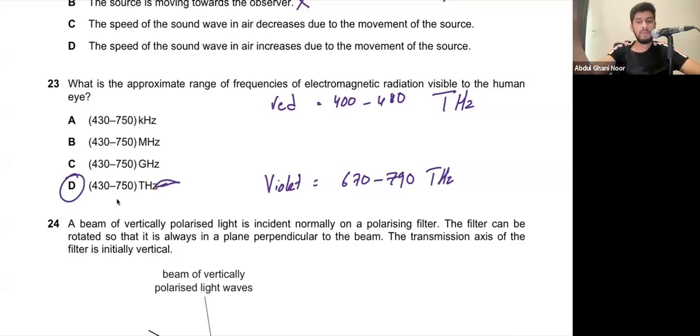Okay, either you remember the wavelength, and then use the speed of light to calculate the frequency. That is one way of doing it. Or you remember the frequency that it's in the terahertz region. That would also work.